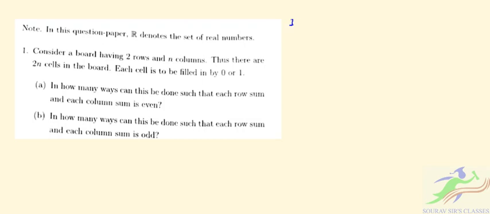This question is from the ISI B.STAT 2022 paper. The question says that in this question paper, R denotes the set of real numbers. Consider a board having 2 rows and n columns. Thus there are 2n cells in the board. Each cell is to be filled in by 0 or 1. And we have 2 questions, A and B.